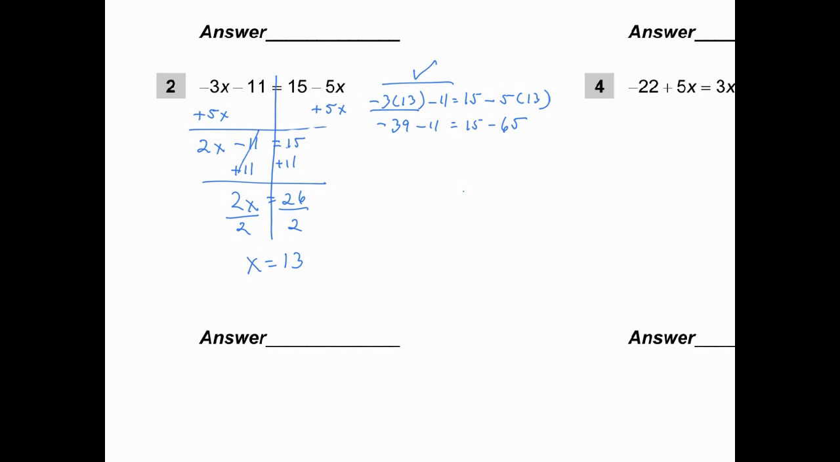I can see that negative 39 minus 11 is a negative 50. 15 minus 65 is also negative 50. Because negative 50 equals negative 50, that statement is true. And we know that the answer to an equation is the value of the variable that makes the equation true. That being said, our answer is x equals 13.